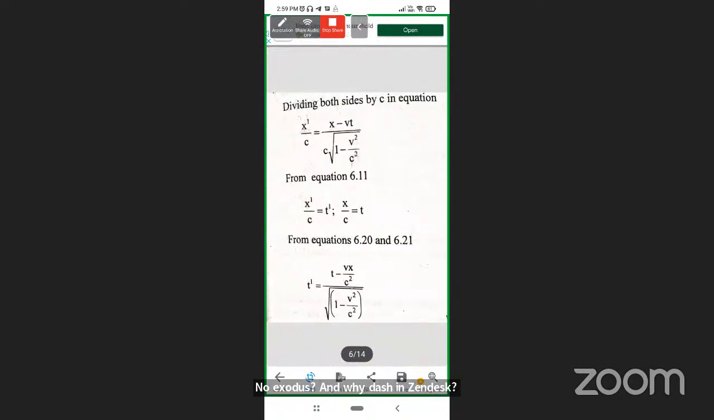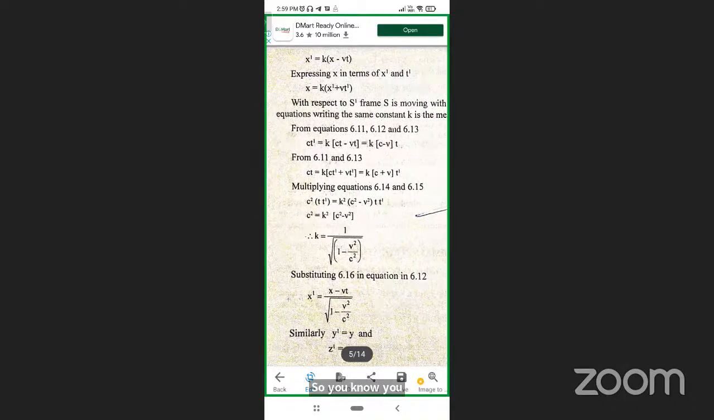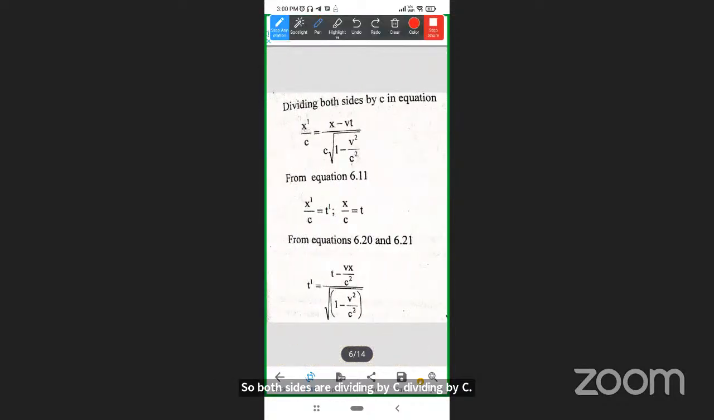Dividing both sides by c. We took the equation x' is equal to (x minus vt) by under root of (1 minus v square by c square). So dividing both sides by c: x' by c is equal to (x minus vt) by c into under root of (1 minus v square by c square). You know x is equal to ct and x' is equal to ct', so t' is x' by c, and t is x by c.